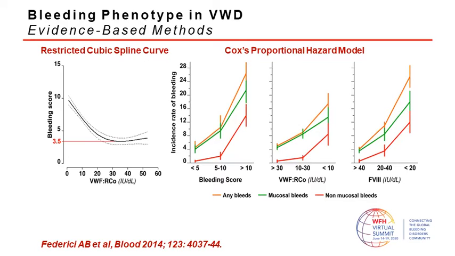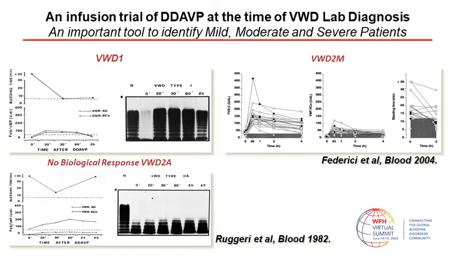Another important aspect that we forget about is that we have the possibility to assess the storage of von Willebrand factor and the potential endogenous response to the defect by using an infusion trial with DDAVP. We have old experience in the United States, in Italy, and in many other countries. When we have patients with a quantitative defect like type 1, next slide, of course, we have certainly a very good response, and you see very well the normalization of the activity and the antigen.